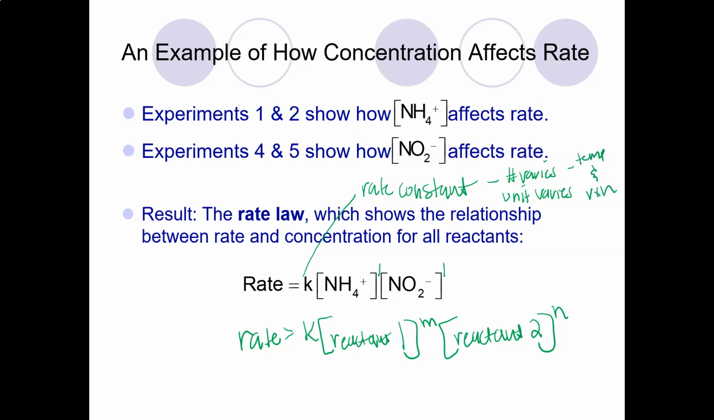Like this reaction, NH4+ and NO2-. At 25 degrees Celsius, it has a specific value that's the rate constant. Now when I change the temperature to 35 degrees Celsius, the rate constant changes. And when I do a different experiment involving N2 and H2O at 35 degrees Celsius, I have a different value. So every time we change chemicals and change temperatures, the rate constant changes. But the rate law is going to be an important mathematical relationship for us to come up with.